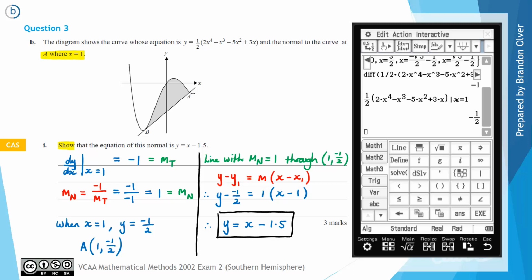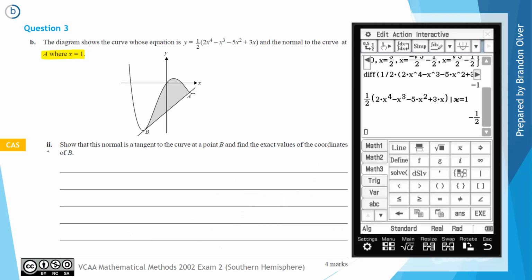So even though it's a technology active exam, for 3 marks and the fact that we were asked to show what the equation was equal to, we needed to have a fair bit of working involved. Although we did use our calculator a fair bit to assist with some of those calculations.